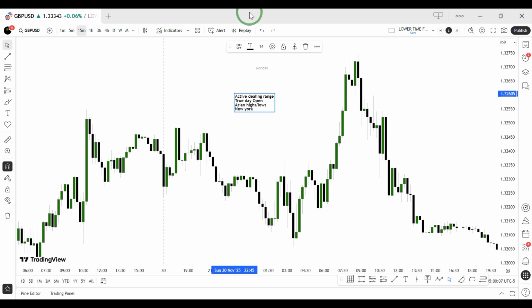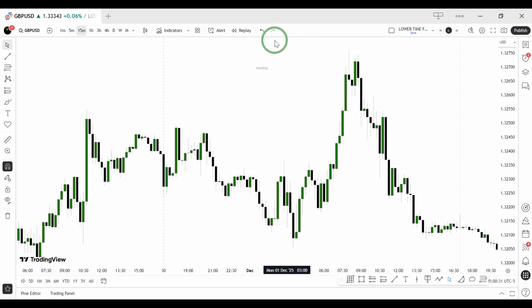And then I'll focus on the key level, and after that, entries. Yeah, that's how I'm taking trades every single day. So now let's see what happened on this day.